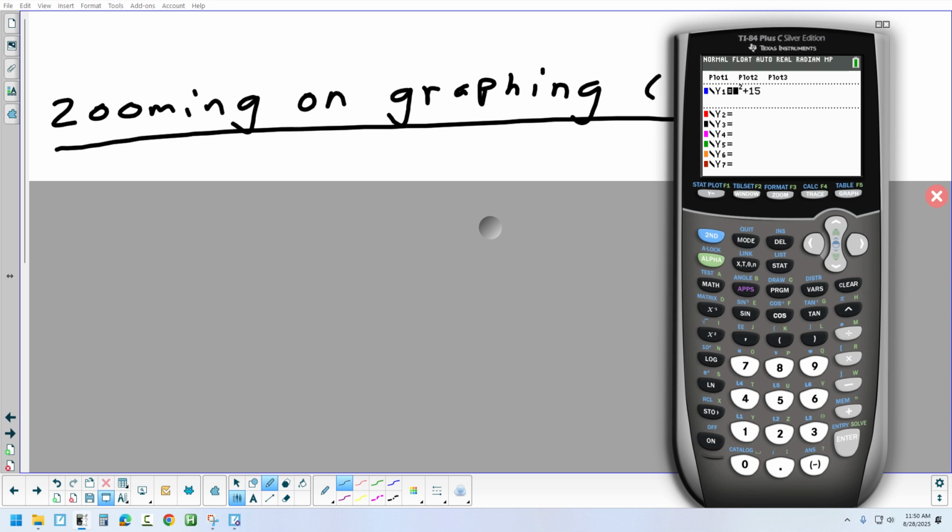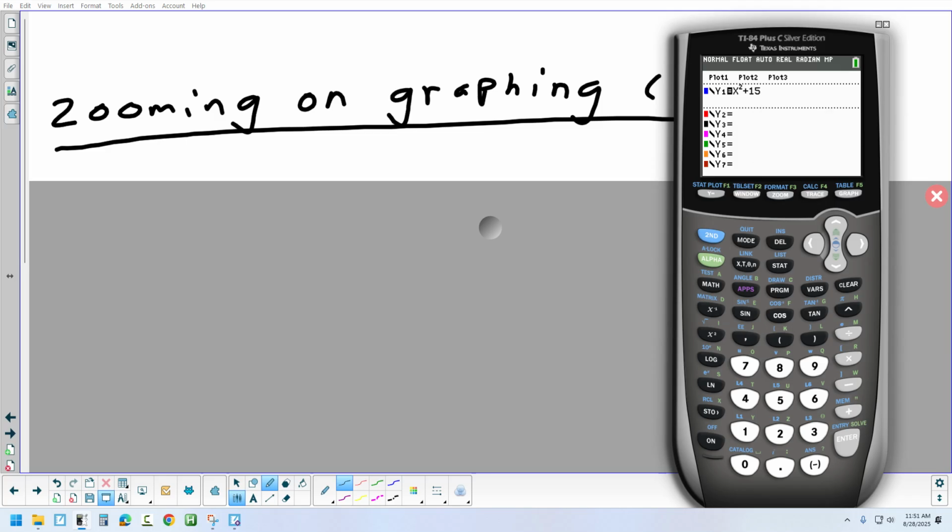Anybody remember what that's called? Yeah, it's a parabola. This specifically is a parabola shifted up 15. When you graph something, you have to kind of know what it is you're graphing, so you have an expectation in your head of what it's supposed to look like. And you have to know that this plus 15 is a vertical shift up 15 units.